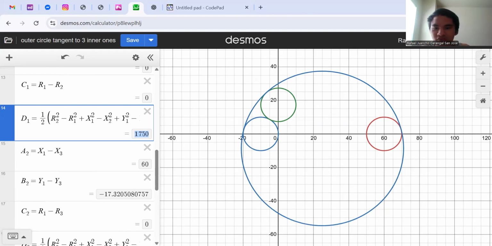Wait, let me just double check. I feel like it's messing it up on purpose or something. I know my A2 is 60, but I'm not sure about this top one. Because I know I did get this part. The top one's just weird. D1 was one half of this.